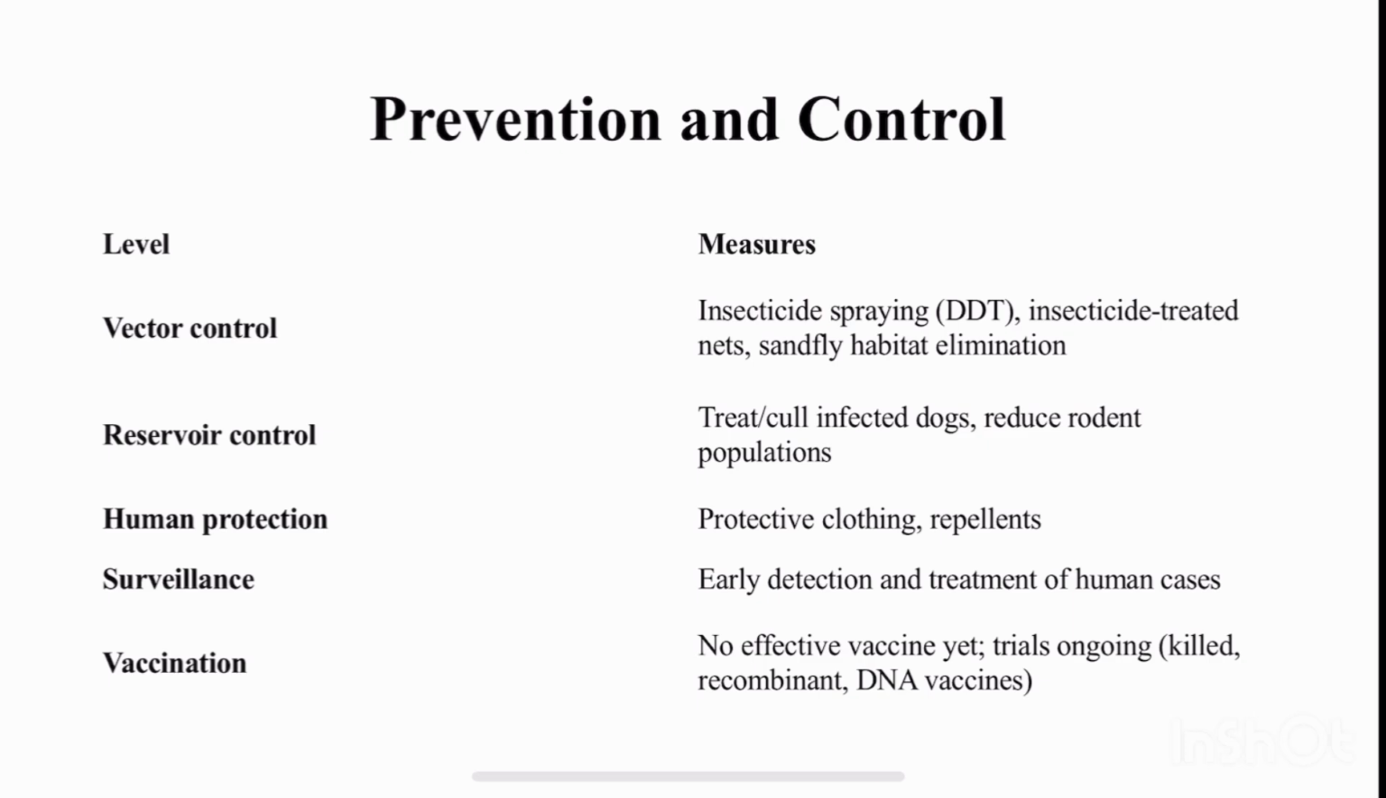Surveillance is important, so early detection and treatment of human cases will be done by doctors and their team. Okay, vaccination: till date there is no effective vaccine developed, but research is going on. Okay, and killed and recombinant DNA vaccines might be available, but it depends on the research.